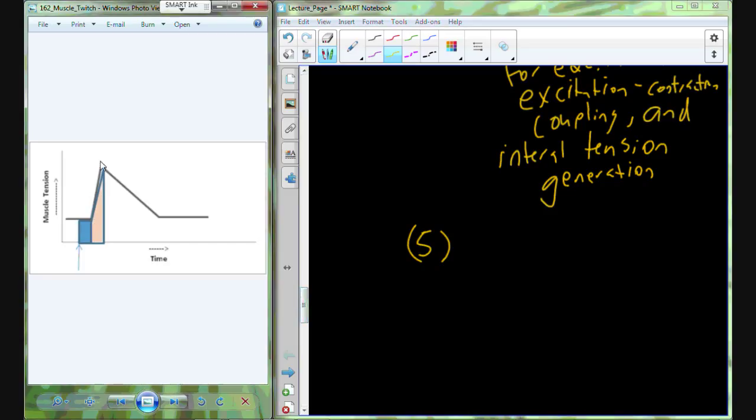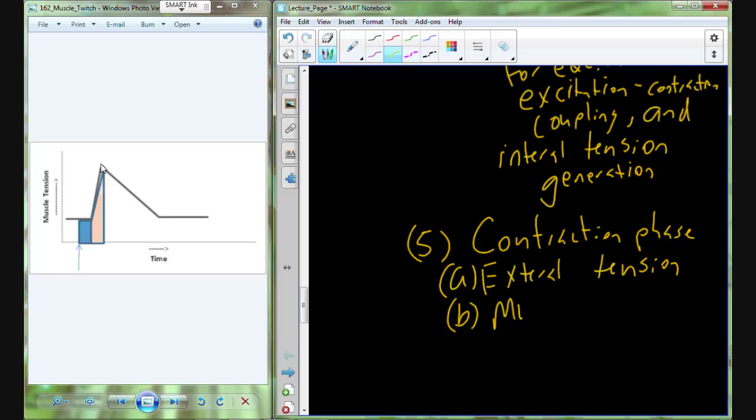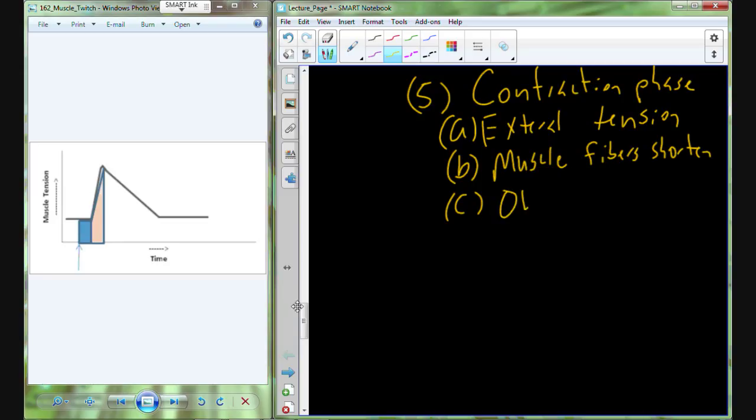Then we move into this really peaked line here. After the latent period, this is going to be the contraction phase. So that's going to be that first triangle on the figure. And this is going to relate to what we refer to as external tension. So this is the muscle actually beginning to shorten. The muscle fiber shortens during this period. So the muscle fibers shorten, and as we have the tension generated, the object, whether it's the bone or whatever it may be, the eye being rotated, is going to begin to move.